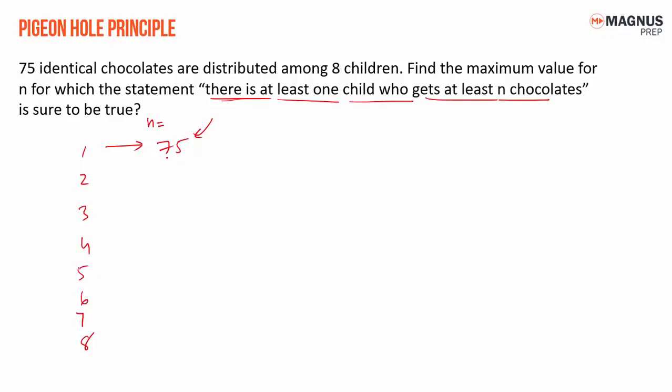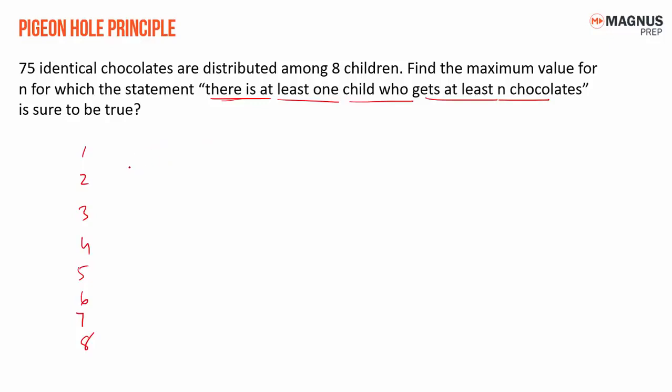What could happen also is that everyone could get 10 chocolates each, so till the seventh child, everyone could get 10 chocolates, and the remaining 5 chocolates could go to child number 8. If that's the case, then we can't say that the maximum value for n is equal to 75, because there are worst case scenarios where a child is getting less than 75. So what could the answer be, and what is the approach that we have to take?